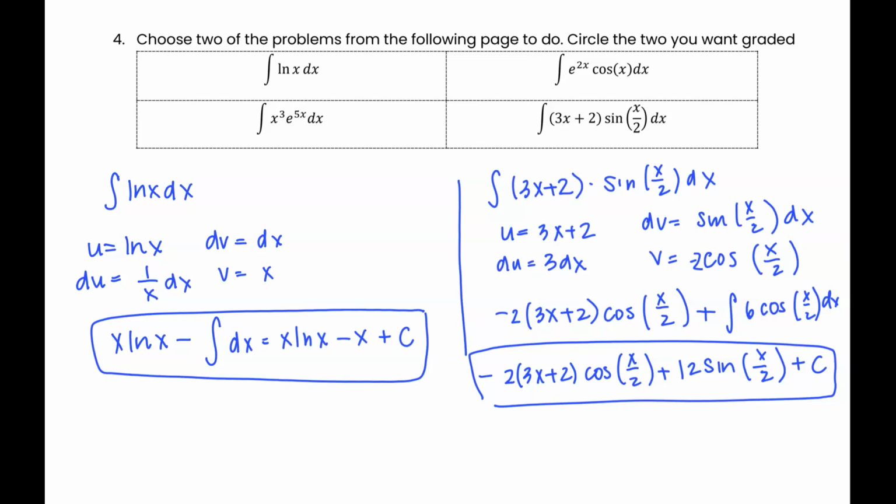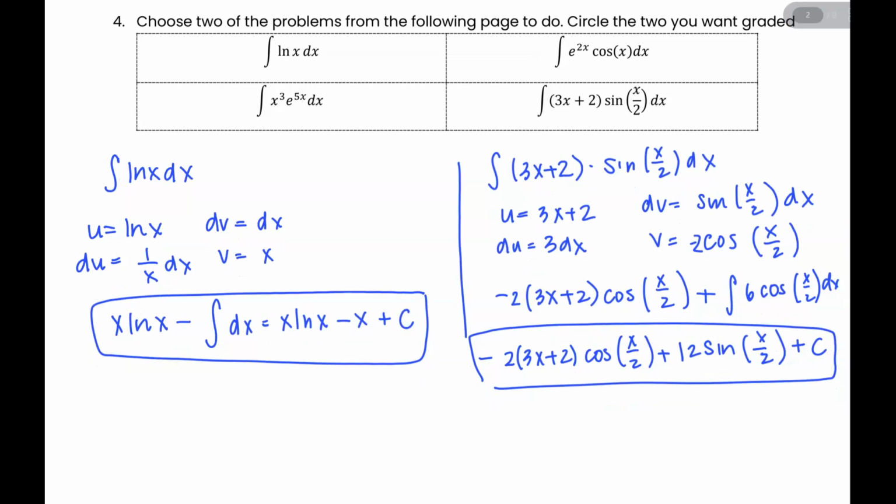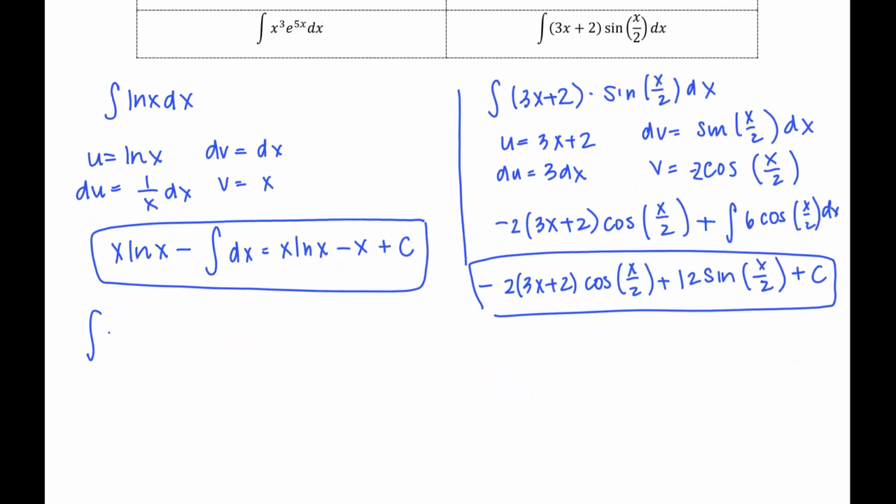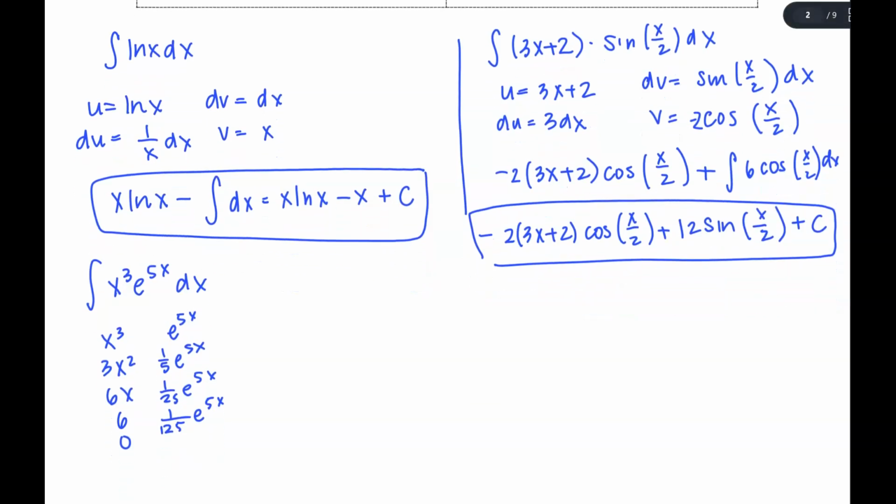If you're really a big fan of tabular, you might choose bottom left. She's pretty slick, right? This is the one, x cubed times e to the 5x dx, x cubed, 3x squared, 6x, 6, and then if you want, you got your 0. Our e to the 5x, we'll take antiderivatives in this direction, which means we'll just keep dividing by that 5. 1 over 625 e to the 5x.